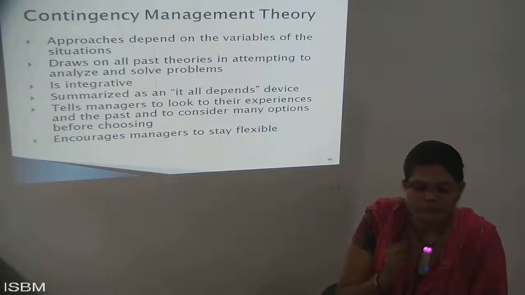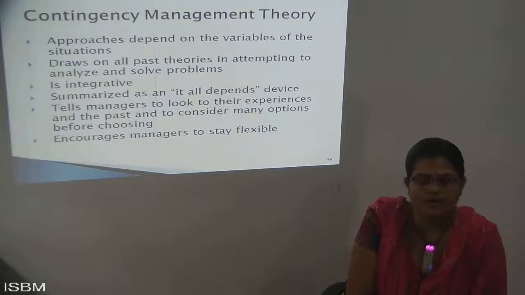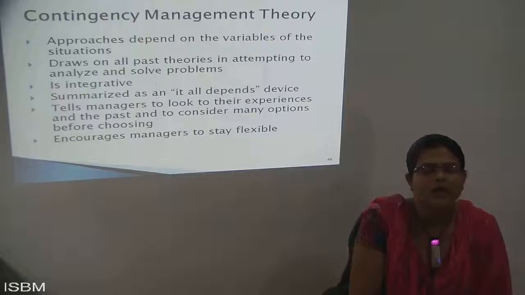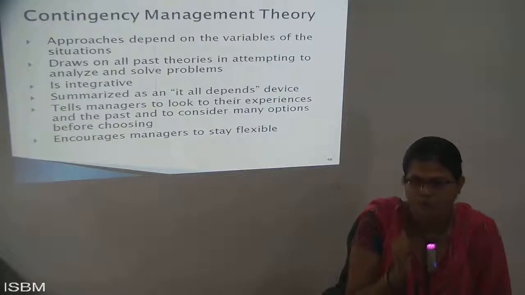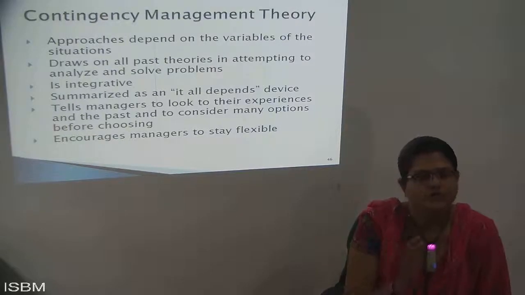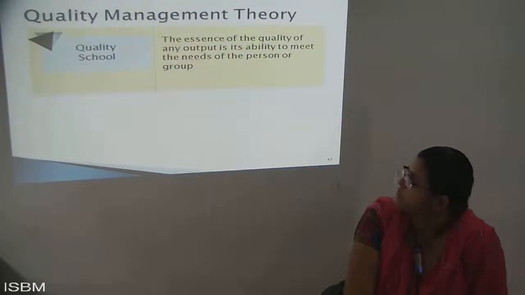So these are the main scopes of a contingency management theory, where it has been said that a manager should not keep quiet if any kind of dispute or miscommunication occurs in the organization. He should take corrective actions and say whether it is right or wrong. This type of theory is also used in the contingency theory.